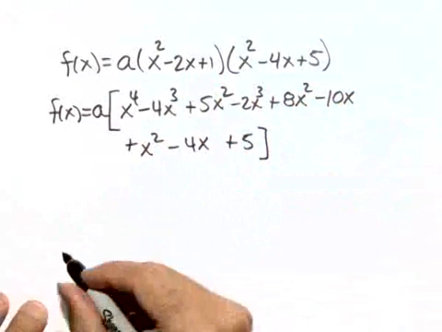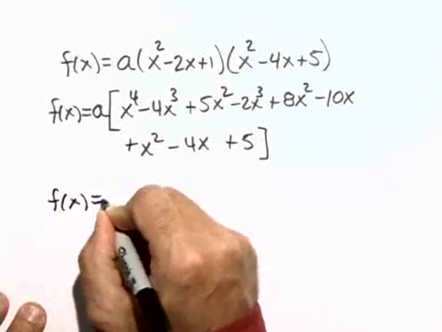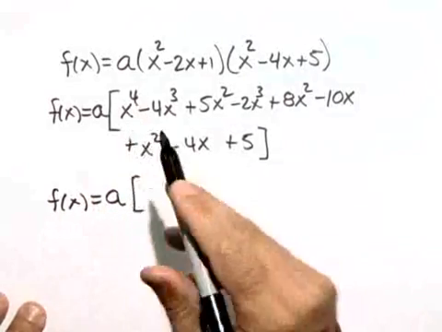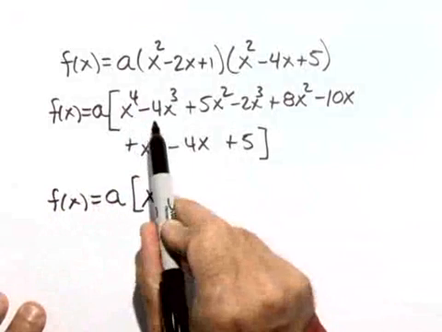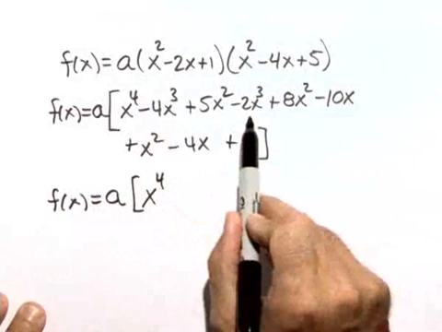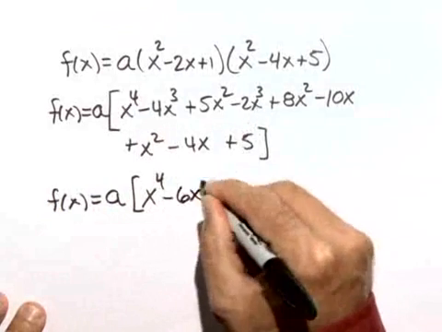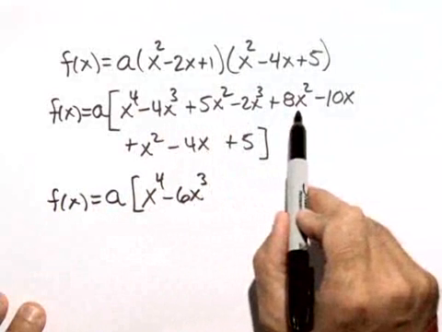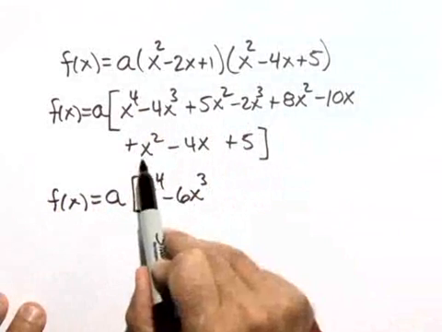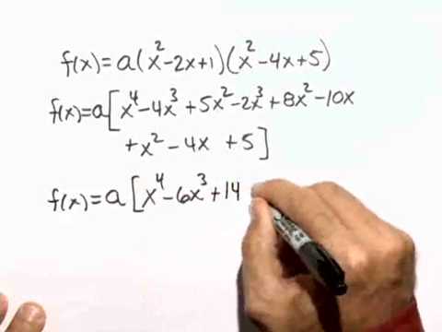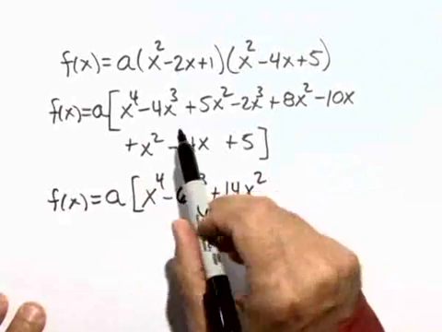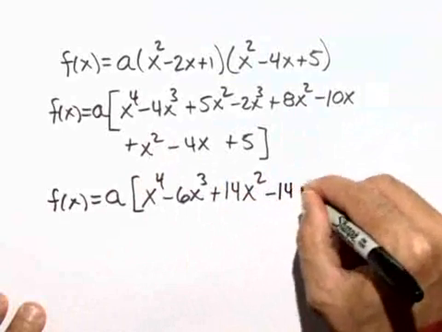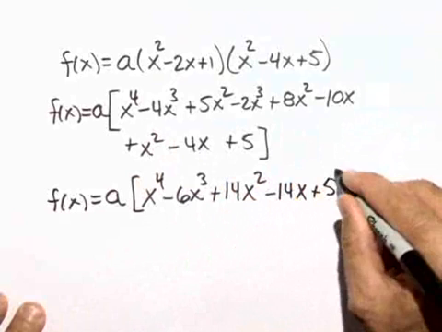And let's simplify, collecting our like terms. We have our leading coefficient of a. Now let's look at our highest power. We have an x to the 4th term, so we'll write that. Now I have a negative 4x cubed minus 2x cubed. That's negative 6x cubed. Looking at our x squared terms, we have 5x squared plus 8x squared. That's 13x squared plus 1x squared is plus 14x squared. Now looking at our x terms, we have negative 10x minus 4x, which is minus 14x, and plus 5, our constant.